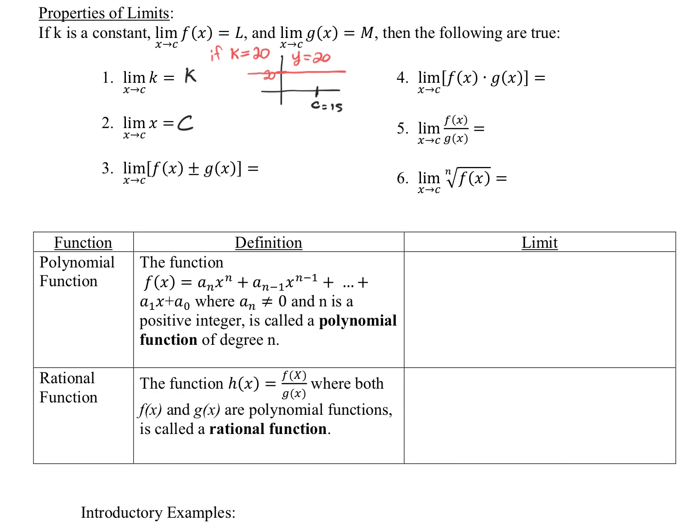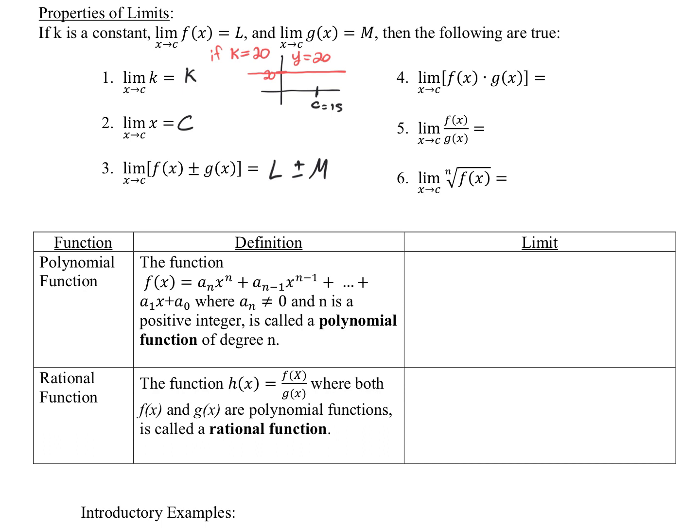The property says if you are adding or subtracting these two functions together, it is fine to just think about adding or subtracting their limits. So if this had been an addition problem, then we just say it's L plus m, but if it had been a subtraction problem, then we say it's L minus m.